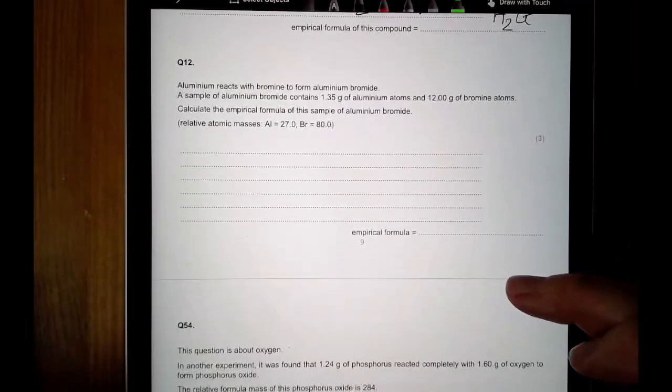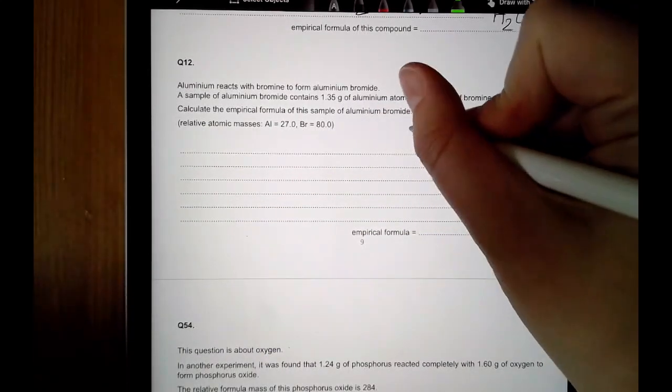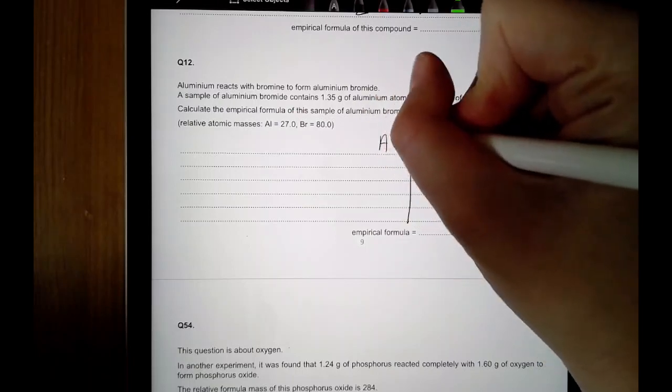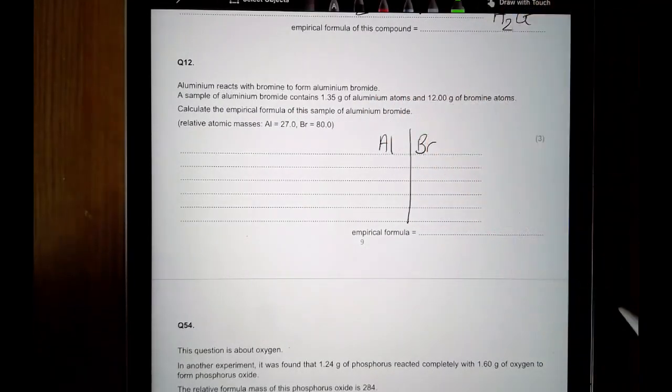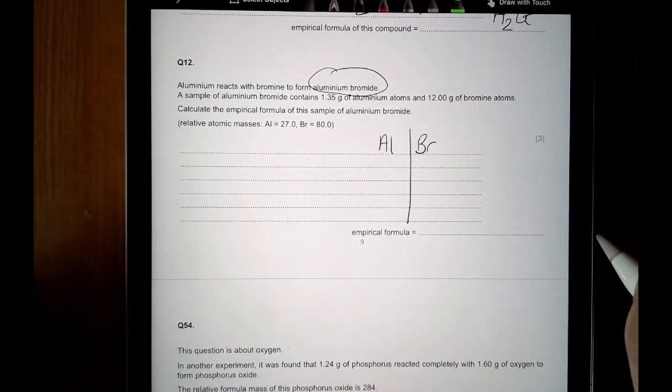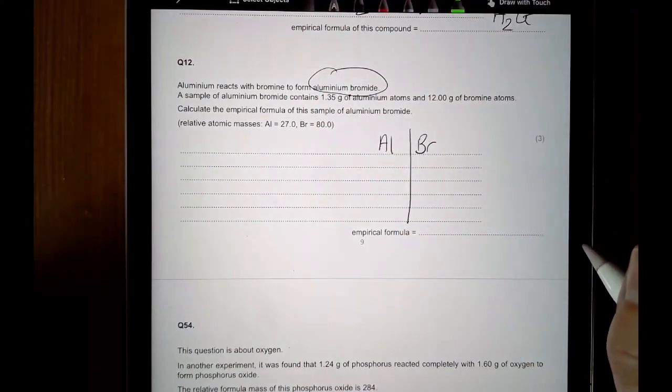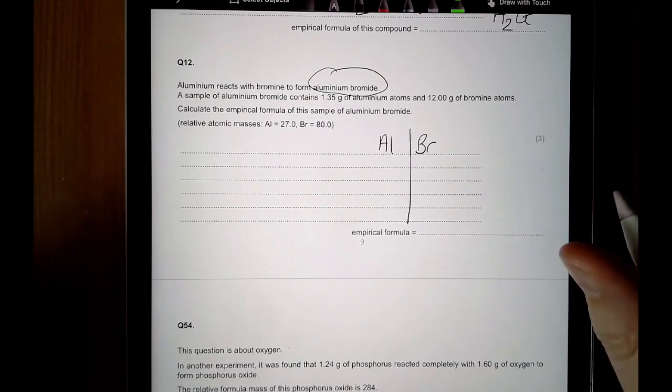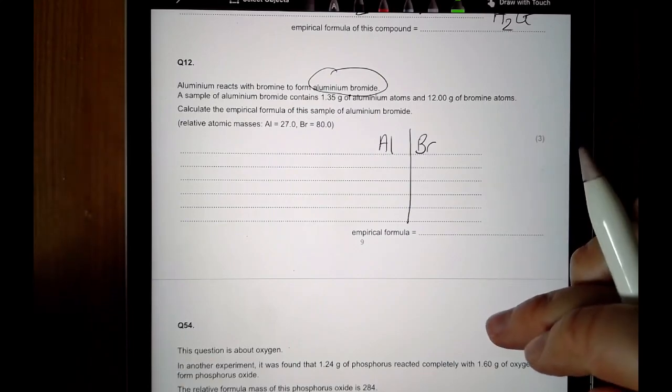This next one is going to be exactly the same, so I'm not going to do it out. But just again, remember, I know bromine is diatomic, but in this case, it's not an element. It's in aluminium bromide. It's in a compound, so we're not going to write it as Br2. We're just going to write it as Br, and then you work out what the formula is going to be.